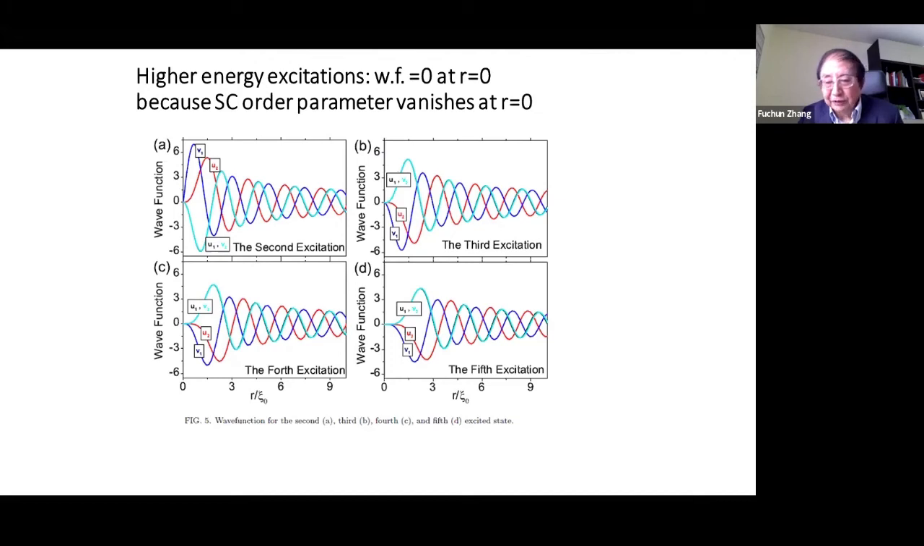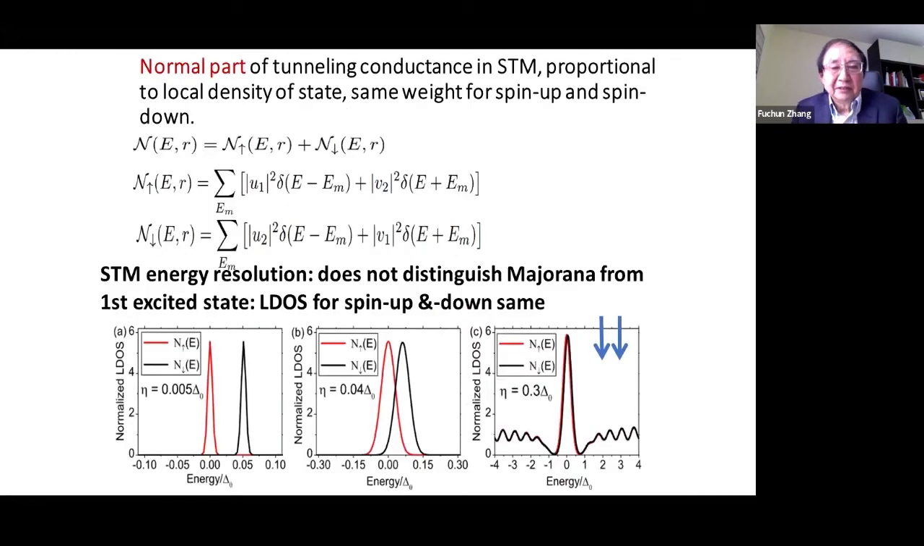So for the simplest measurement, focusing on R equals 0, the right center of the core of the vortex, all the other high energy excitations are irrelevant. You can focus only on the Majorana zero mode and the first excited state. So that tells us that in principle, the Majorana zero mode is completely spin polarized. The first excited state at R equals 0 is completely spin down polarized.